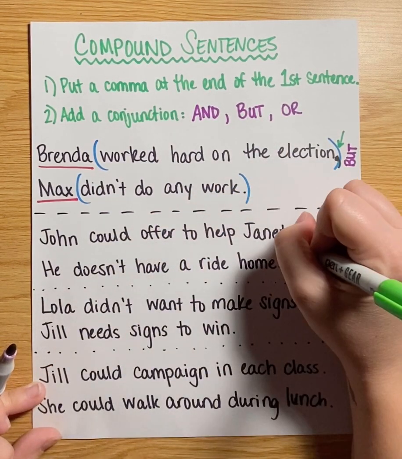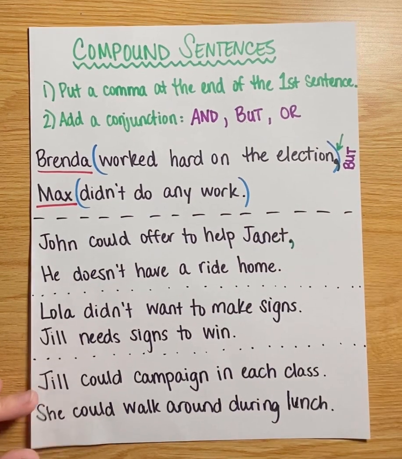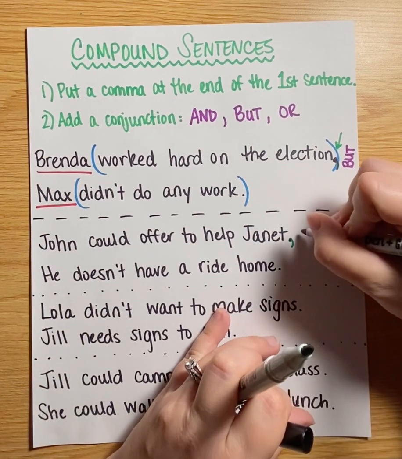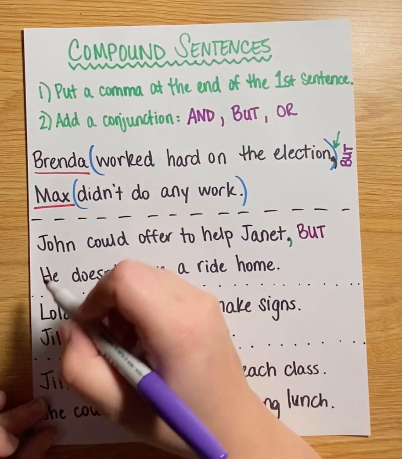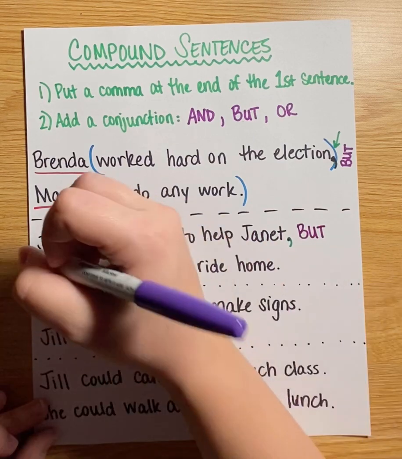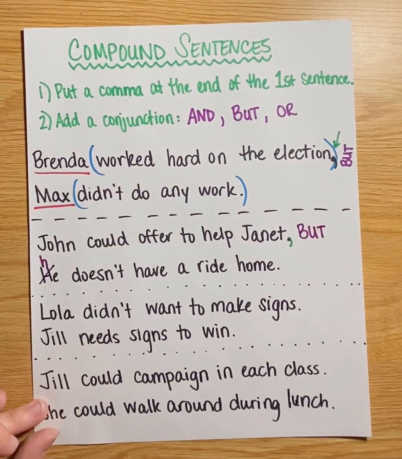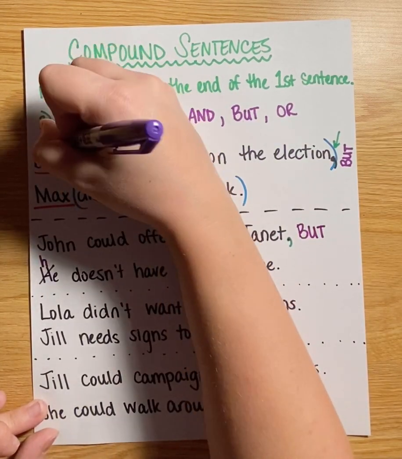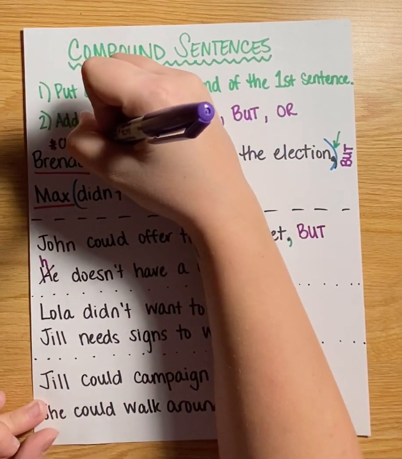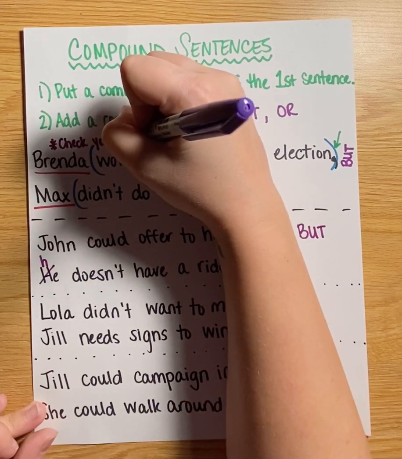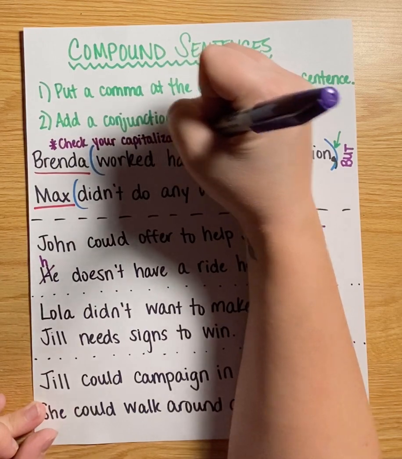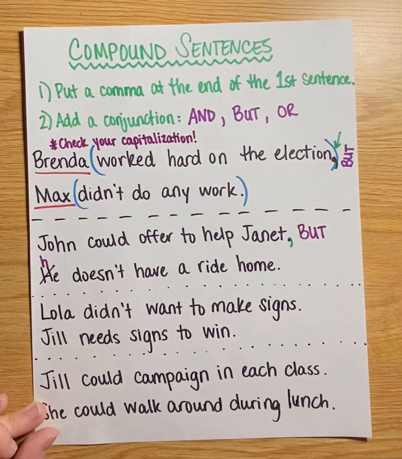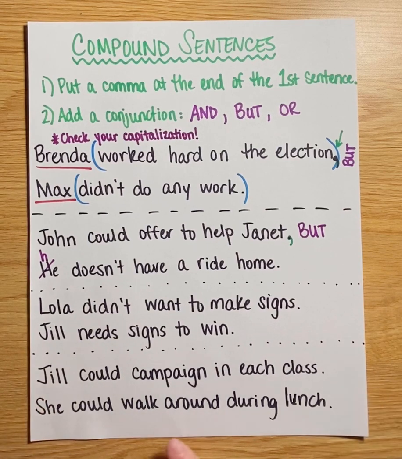John could offer to help Janet. I put my comma there. But he doesn't have a ride home. And this would be one where we need to check this capitalization and change it to a lowercase since we're combining our sentences. So make sure you do that. I'm going to add that as a special step at the end. Check your capitalization. Okay? All right, let's go on to this next one.